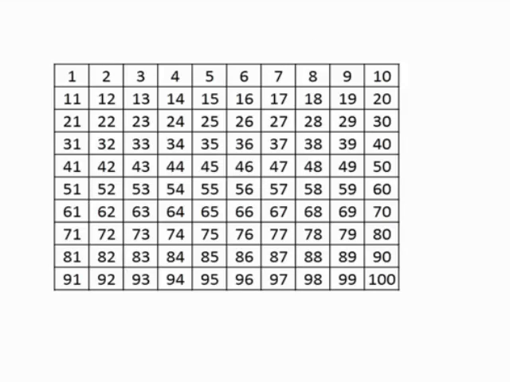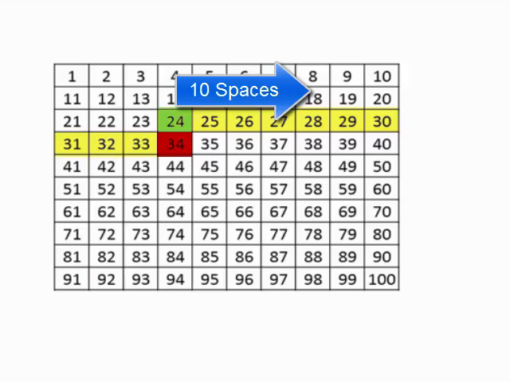What happens if we start from 24 and move 10 spaces to the right? Let's count it out. Starting from 24, 1, 2, 3, 4, 5, 6, 7, 8, 9, 10. That takes us to the number 34. Moving 10 spaces to the right is the same as moving 1 space down. This makes sense because each line is 10 boxes wide. We've gone the same distance to the right as 1 full line.